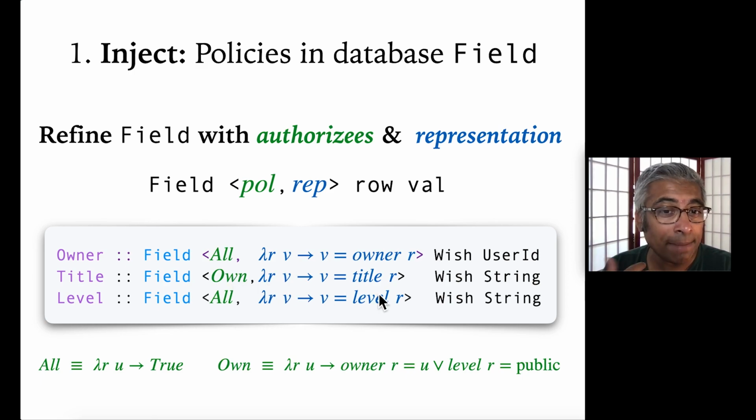The blue bits are type level representations of the value of that particular field. For example, what this predicate says is, for any row, the value v of the field is equal to the title of that row, R. Okay, similarly for owner, the value v is equal to the owner of the row. For any level, the value v is equal to the level of the corresponding row.